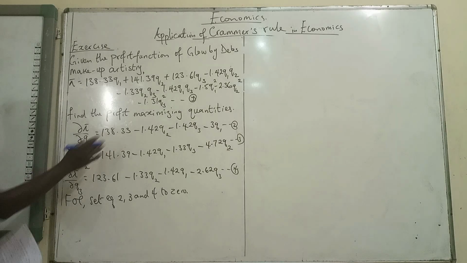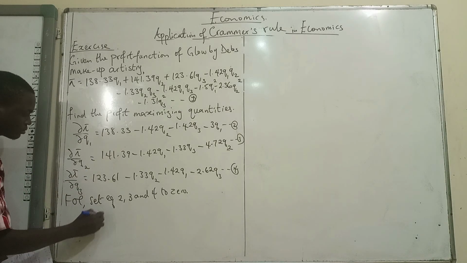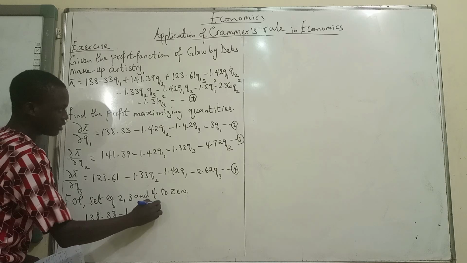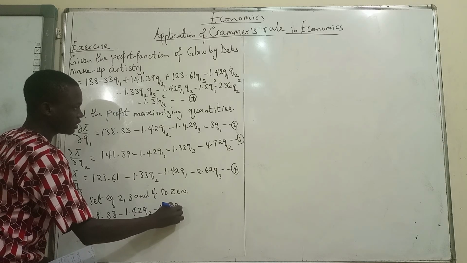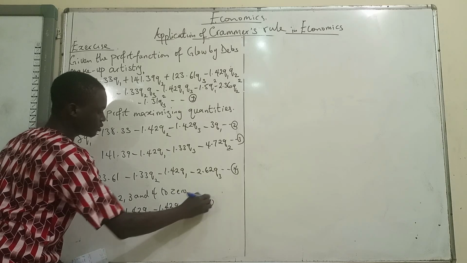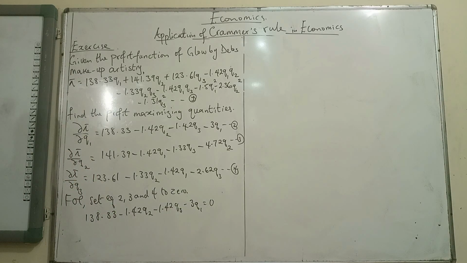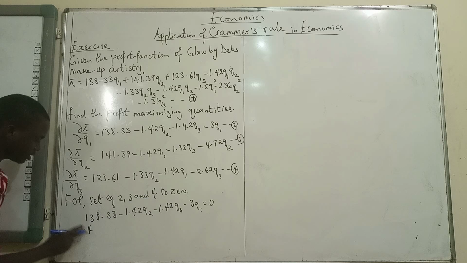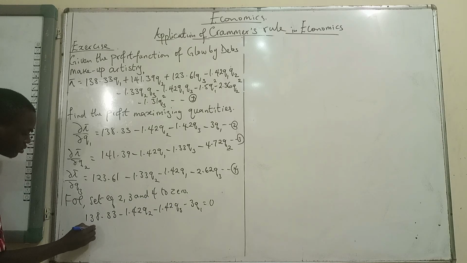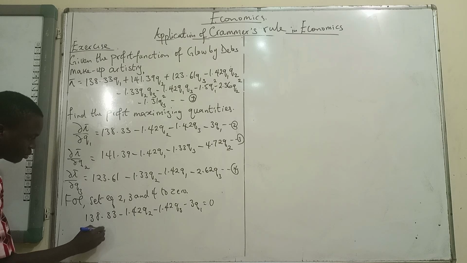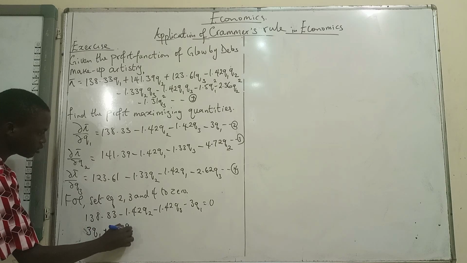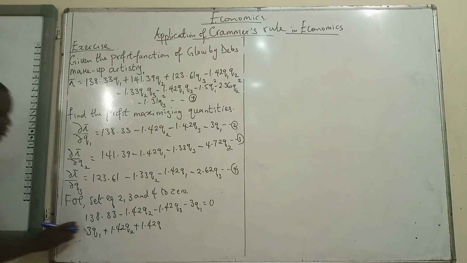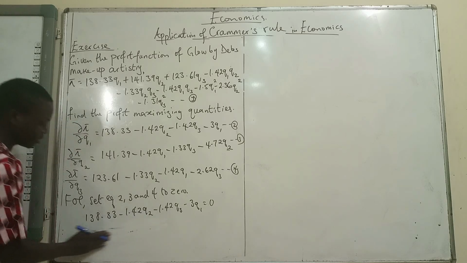So by the time we do that, equation 2 is going to become 138.33 minus 1.42 Q2 minus 1.42 Q3 minus 3 Q1 equals 0. And then by the time we collect items, we have 3 Q1, plus 1.42 Q2 plus 1.42 Q3. Let me explain this a little bit, but I won't repeat it when I'm doing the rest.